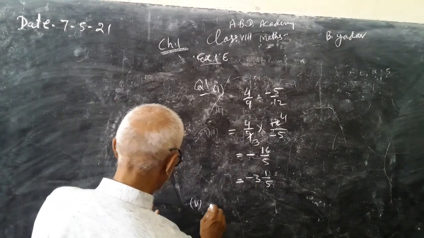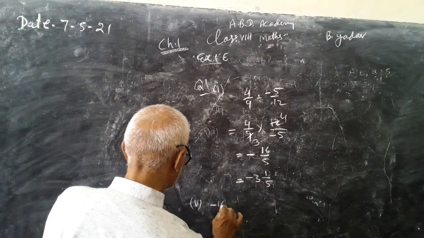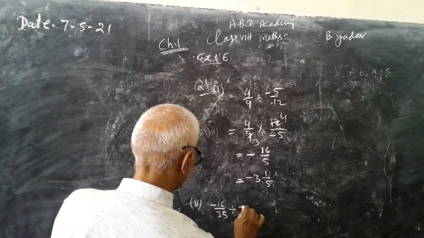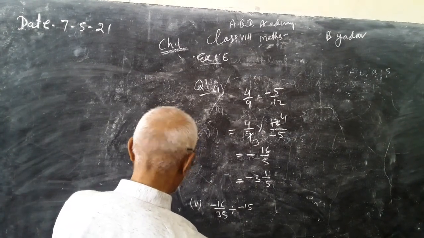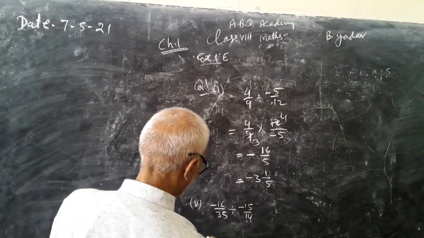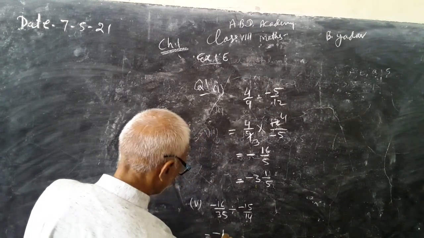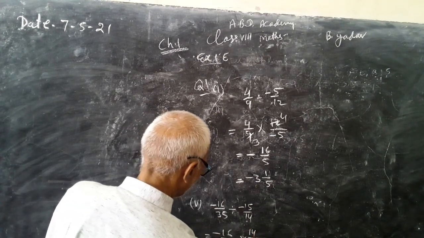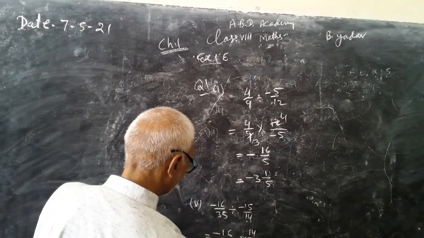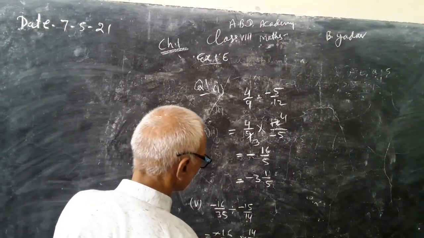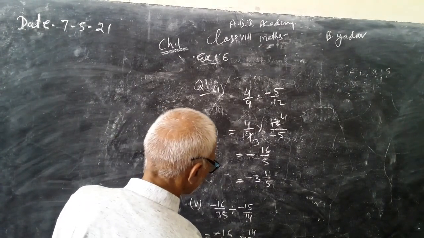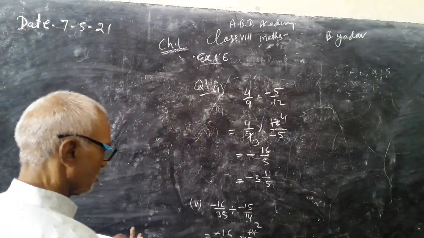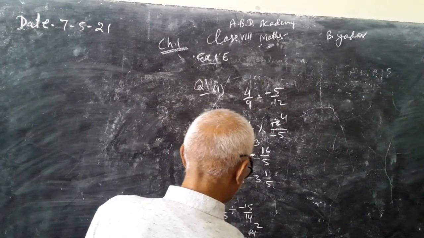Though all are similar. Fifth part is minus 16 upon 35 divided by minus 15 upon 14. As per the rule, minus 16 upon 35 into 14 upon minus 15. This minus gets cancelled. 7 5s are 35 and 7 2s are 14. And no more simplification can be done.